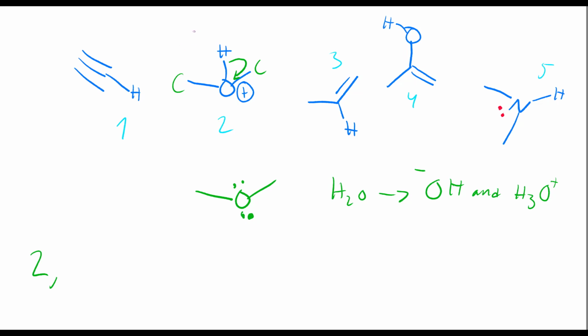The pKa for hydronium is like negative 1.7, right? Okay. So it's negative 1.7. Alright.